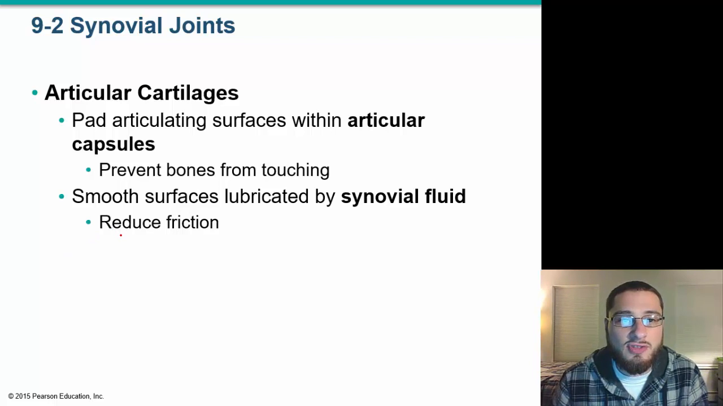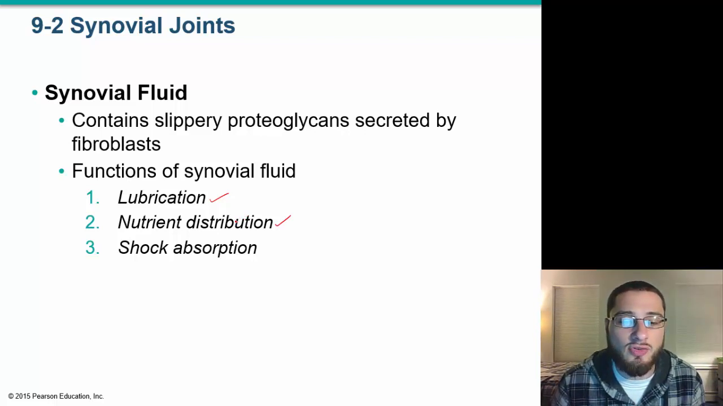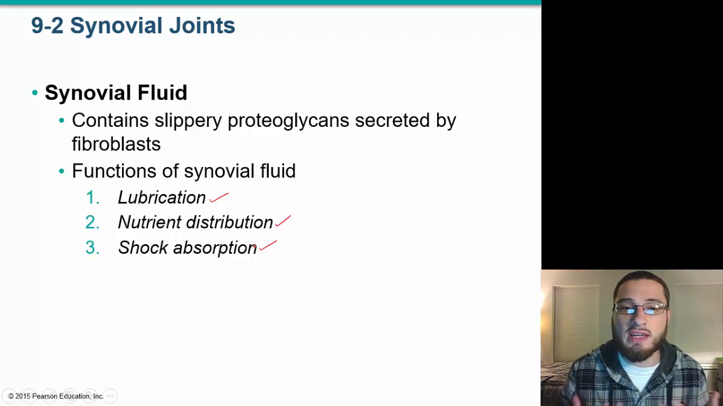You have articular cartilages. They are going to prevent bones from touching, and we have the synovial fluid, which is going to lubricate and reduce any friction in smooth surfaces. Synovial fluid in synovial joints is there for lubrication and distribution of nutrients, so nutrients diffuse into the synovial fluid and then are distributed throughout it, so that the cells get the nutrients. Keep in mind that cartilage is avascular, so we're really relying on that diffusion in order for nutrients to get to the cells.